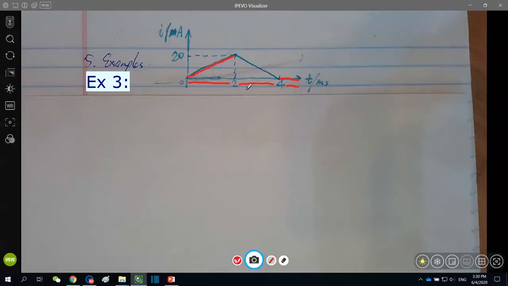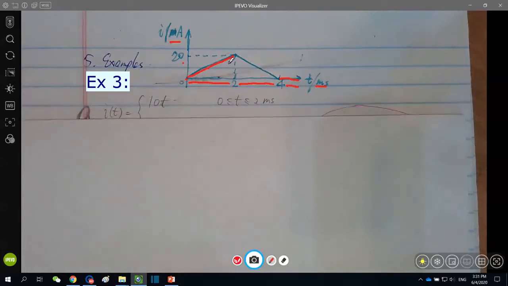And it takes 2 milliseconds, be careful, milliseconds. The current changes from 0 to 20 milliampere. So 20 milli divided by 2 milliseconds equals positive 10 as the slope. So 10t is the current expression between 0 and 2 milliseconds. Then between 2 and 4 milliseconds, we have a straight line downwards like this. Quite similar to example 1.